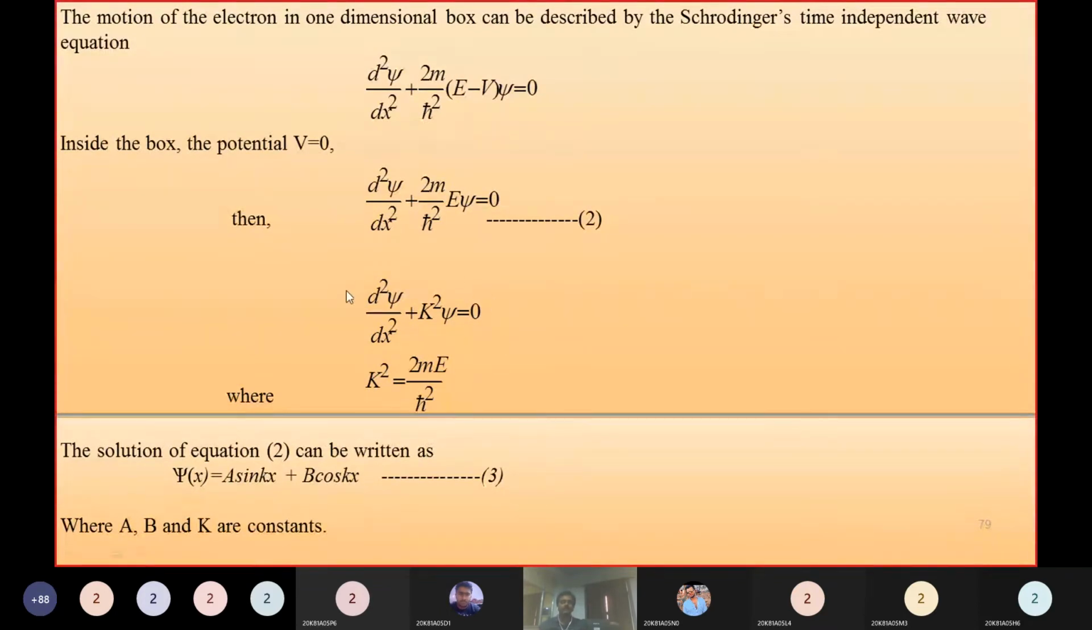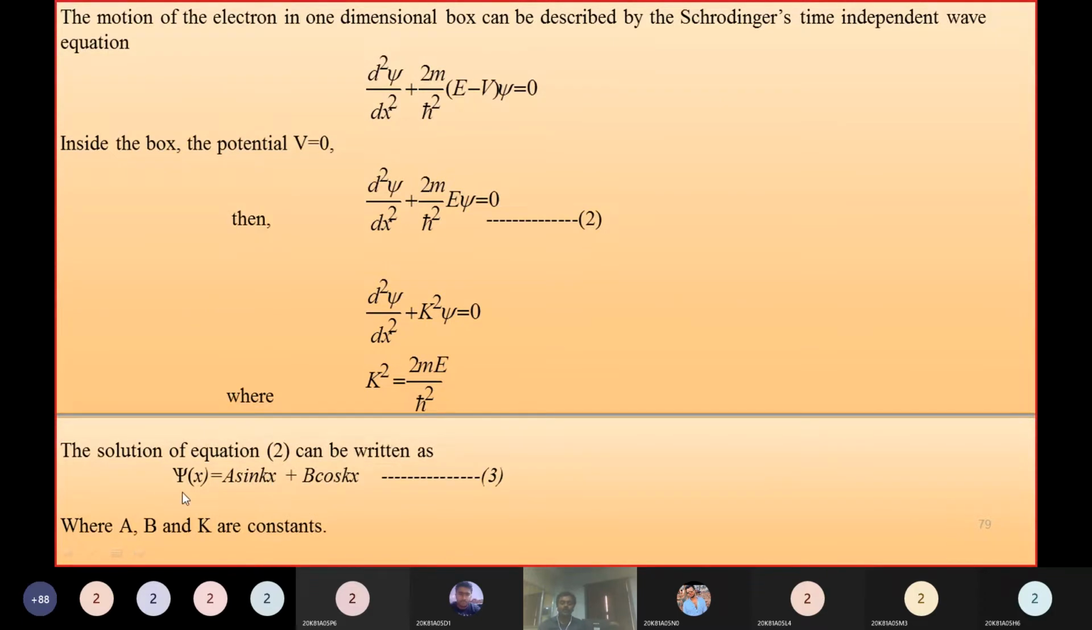Now, the solution of this differential equation. What is the solution? Psi of x is equal to A sin kx plus B cos kx. Here k is the constant, whatever we are taking here, and x is the position of the electron.